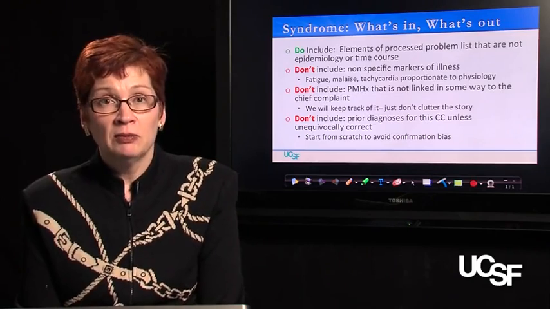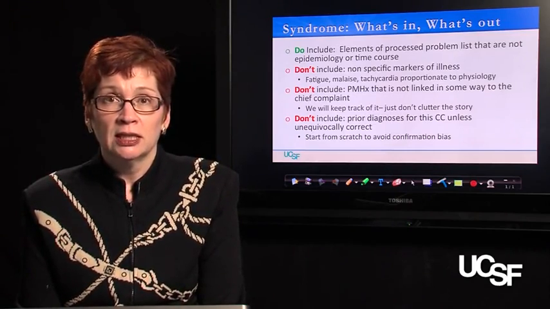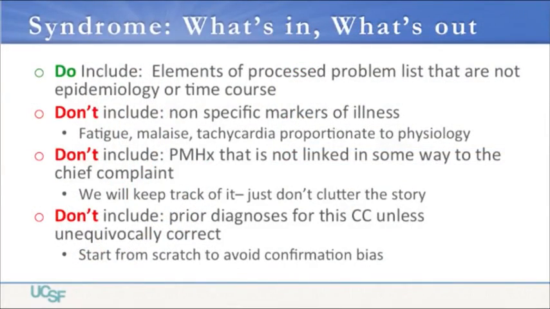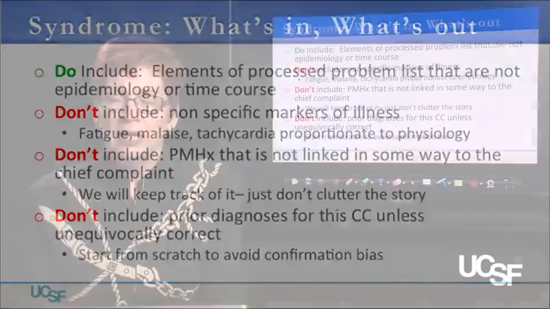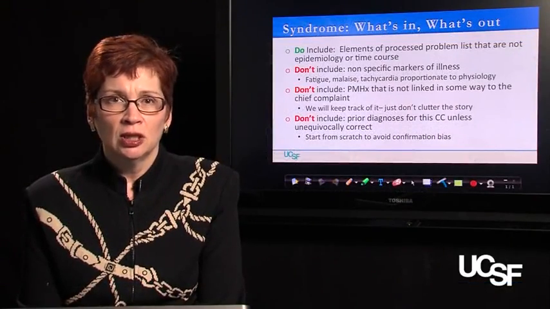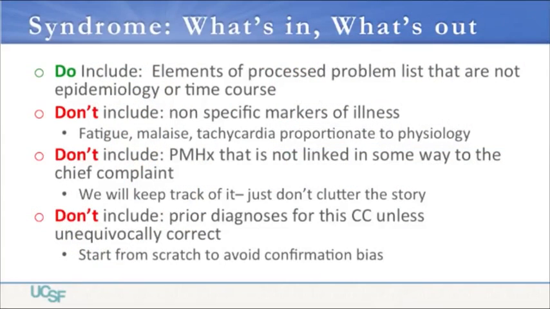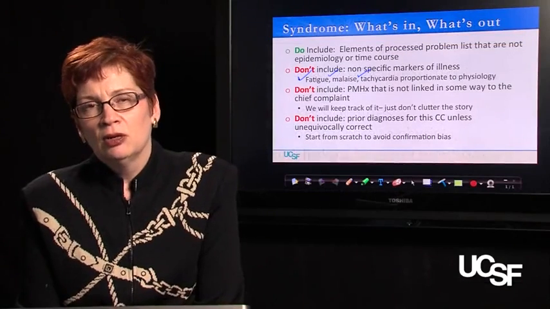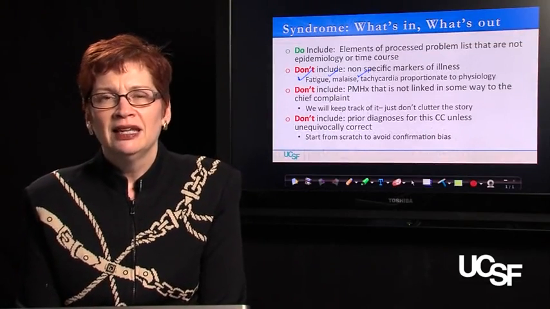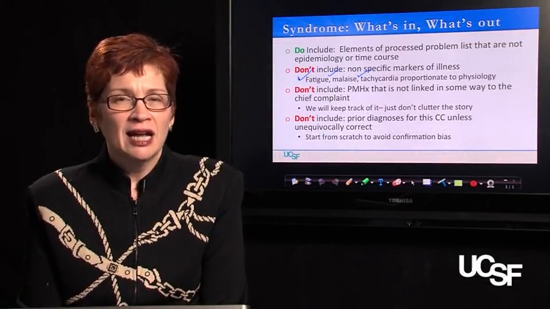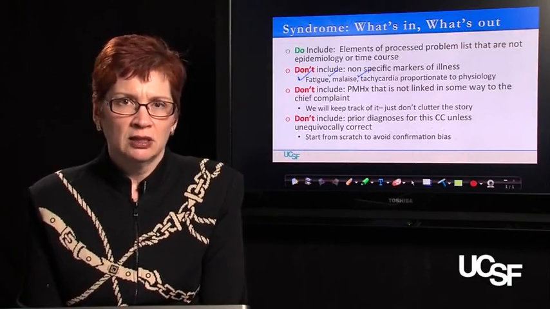The first thing I recommend people do as they begin to construct this is to exclude any non-specific markers of illness. Anything that just occurs because someone is sick. And typical descriptors we'll see are things like fatigue, malaise, mild tachycardia that's proportionate to another physiologic derangement, meaning a heart rate that's mildly elevated in the setting of somebody with a high fever. The tachycardia doesn't add anything to the presence of the fever.